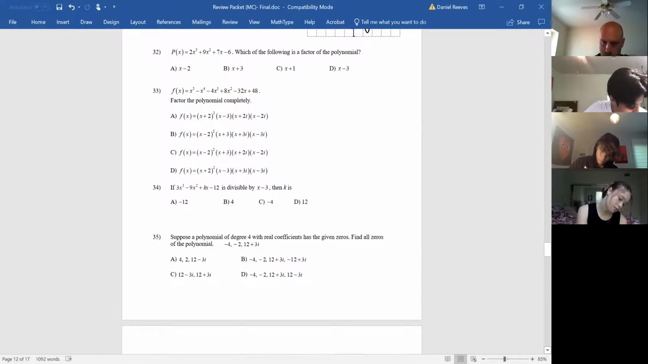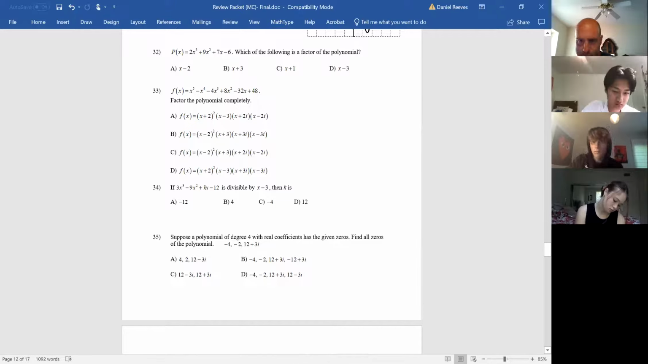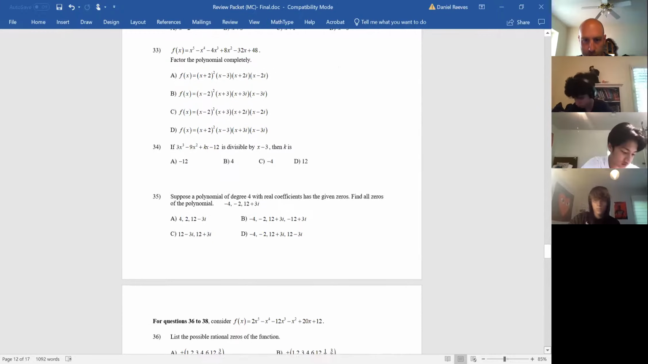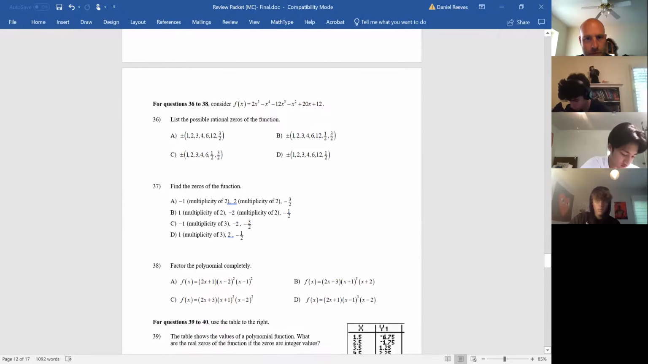Degree 4. Okay. I'm going to write complex conjugates. Well, something that seems to be in play here. How about the, I think it's called the possible rational roots theorem? Possible rational roots.